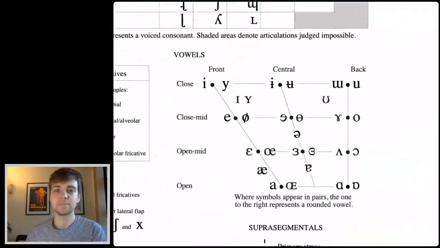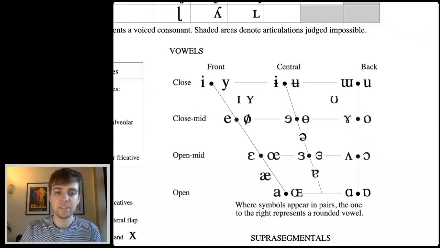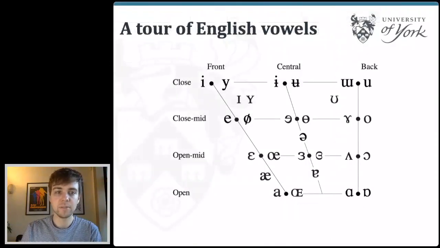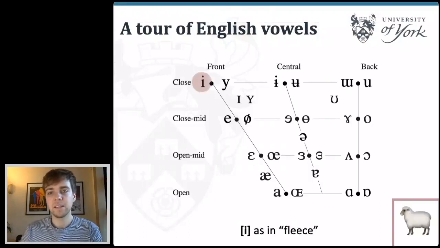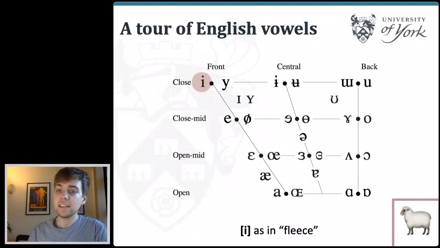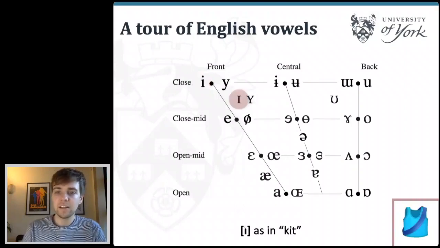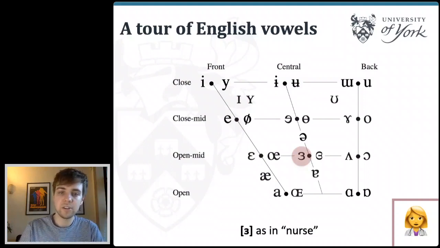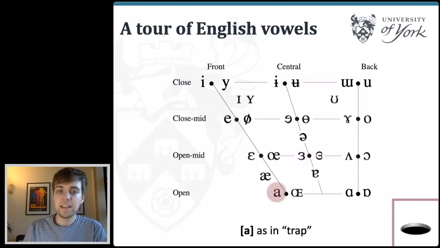If we zoom in and just look at the vowels for a second, I'm going to focus on the ones that are used in English, so we'll take a little tour of them. It's not always obvious what sound each symbol represents. This is the vowel as in the word fleece. This is the symbol for the vowel as in kit. This is the vowel as in dress. This is the vowel as in nurse. This is the vowel as in trap. And I should say that I'm using these labels deliberately.